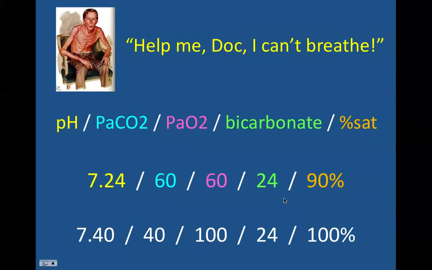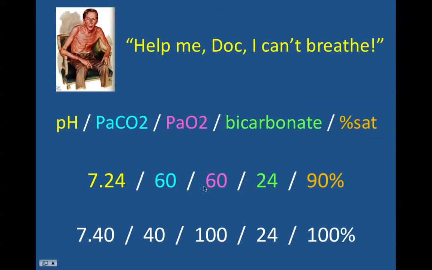And so what you can see is that his emphysema is causing him to hypoventilate. And we know that because his PaCO2 is high. And that's being manifested clinically by a low pH, because the PaCO2, as it rises, produces acid, produces hydrogen ions.